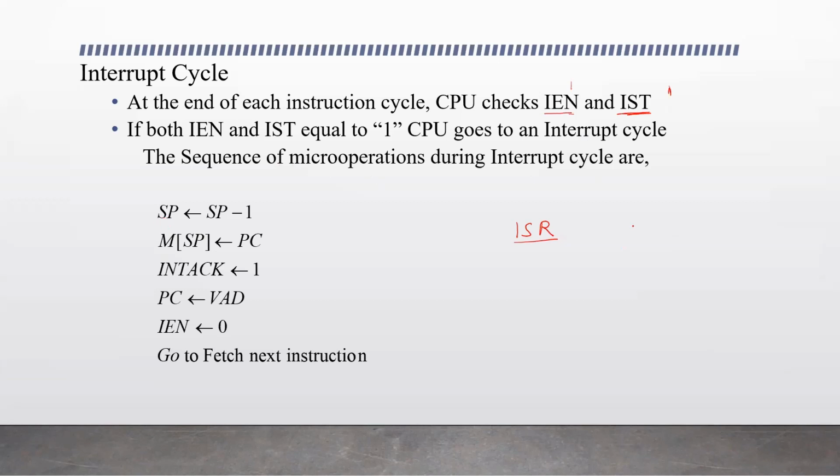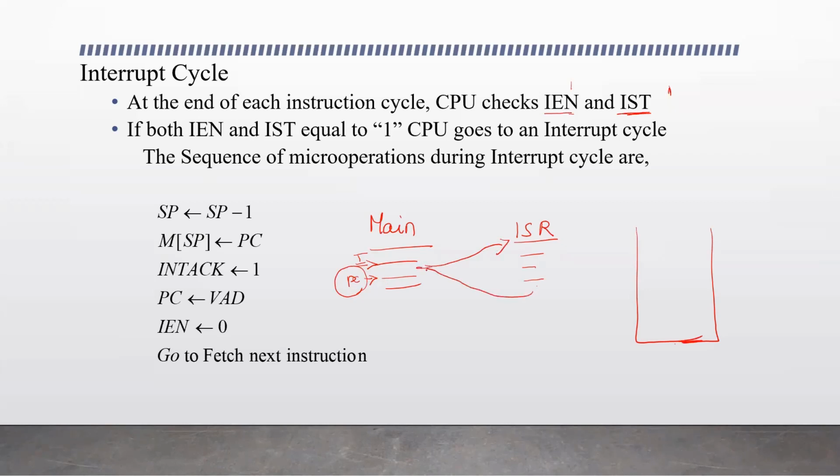First, in the memory stack, the content of PC is stored. We know that the return address is there in PC. The main program is being executed here, and here we have the interrupt service routine, and PC is pointing to the next instruction. At this line, the second instruction, there is an interrupt. This is the return address. The CPU has to jump to this particular place to execute the routine and return back to the same place to execute the next instruction. So this return address needs to be stored.